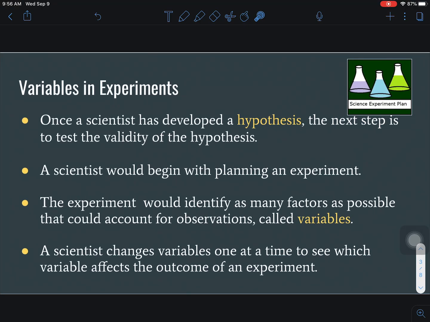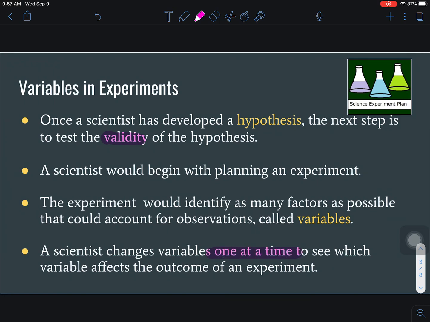When we talk about variables in science, we have to have a hypothesis, and a hypothesis is something that we can test. That's important for the validity of the hypothesis, to make sure we can determine whether our hypothesis is correct or incorrect. But in order to do that, we have to have certain things set up appropriately. When scientists are planning their experiment, they are experimenting on only one thing at a time, and that is going to be the key.